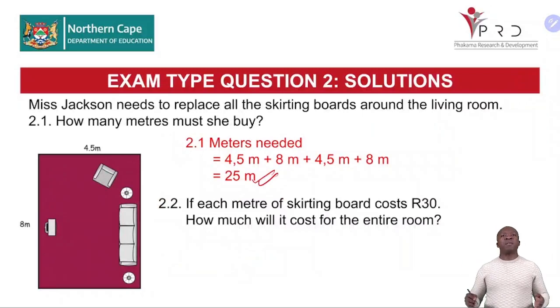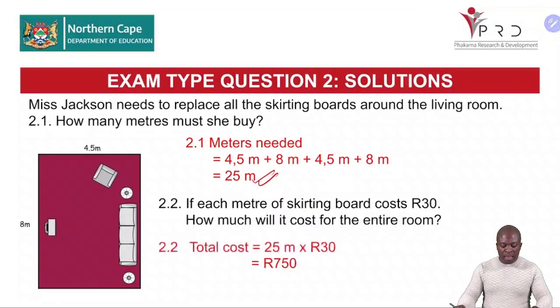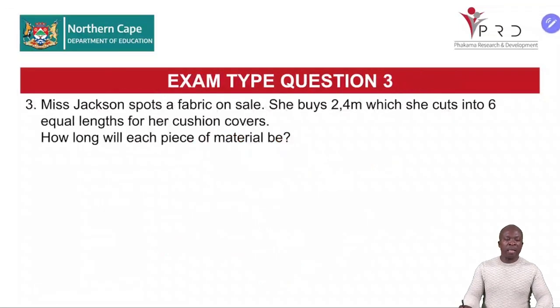If you don't remember the formula, no problem. Just add all the sides so that you get the total. And then the second one is the 750. You take how many meters you need to buy, multiply by the price per meter. Let's move to question 3 then.